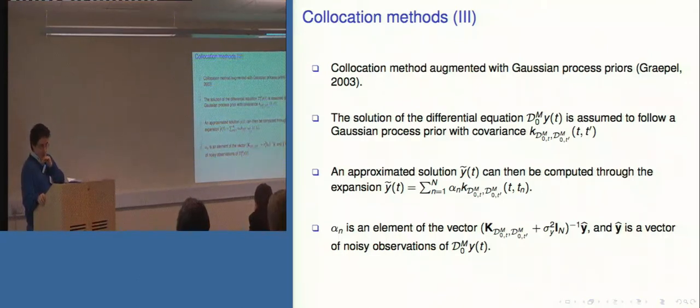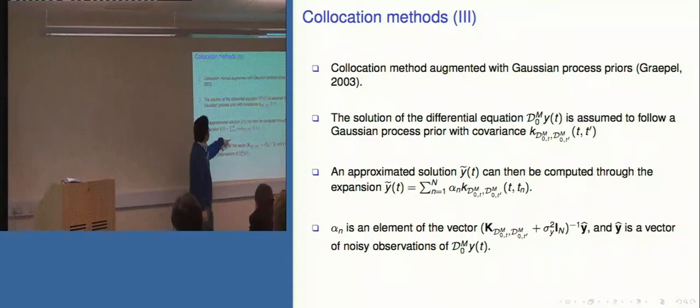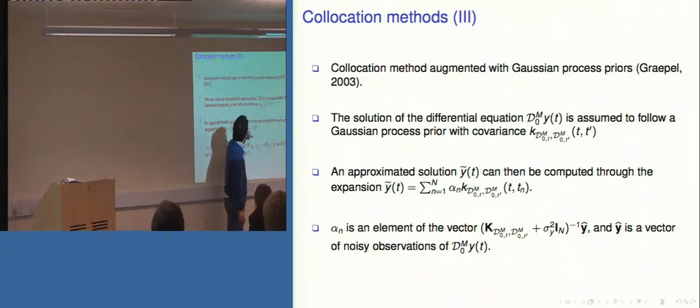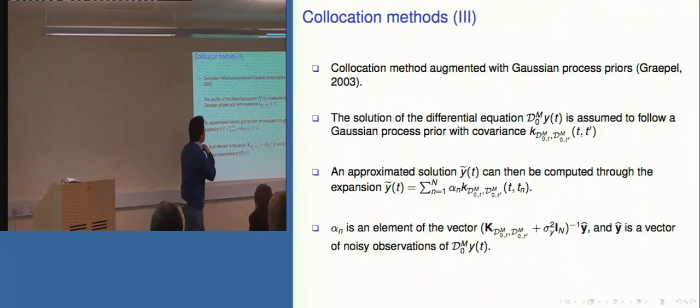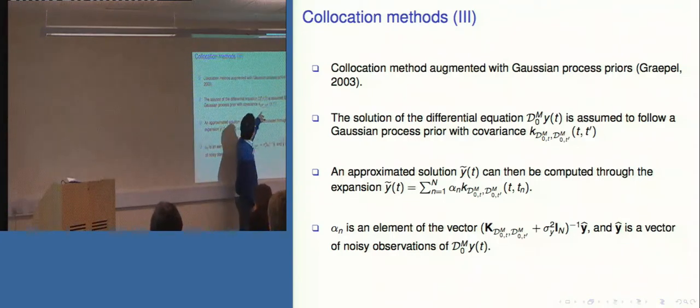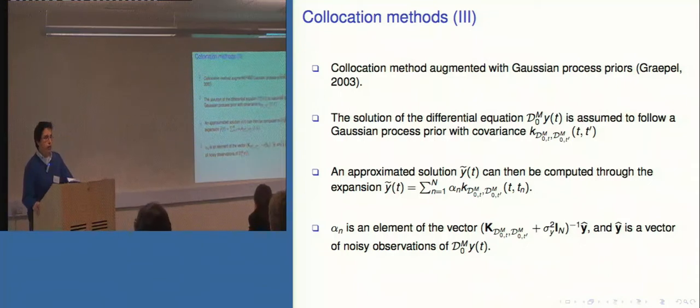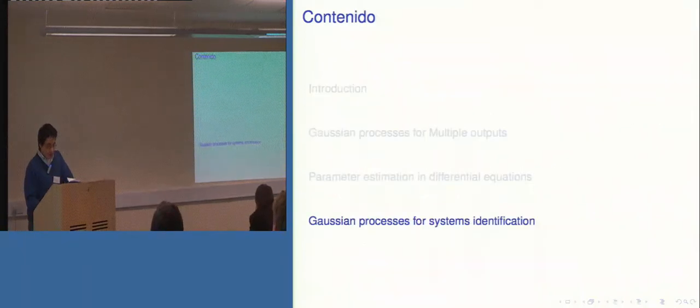Okay, so those are two very classic methods, and this is another collocation method that uses Gaussian processes. The point there is that you can propose an approximated solution to the differential equation that you can write in this way, where this kernel function is defined by taking the derivatives with respect to the input space as many times as the order of your differential equation. And that's the way you can find the solution to your differential equation, and then you can use the same things that you use in Gaussian processes to optimize and find the parameters.